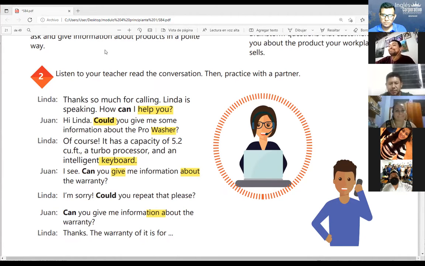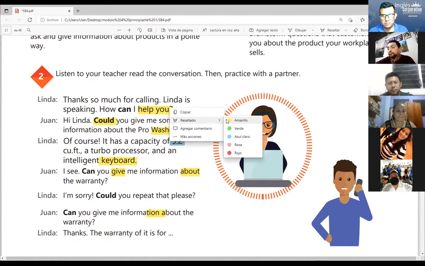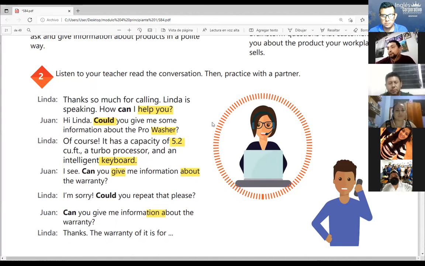Hi, Linda. Could you give me some information about the pro washer? Of course, it has a capacity of 5.2 cubic feet, a turbo processor, and an intelligent keyboard. I see. Can you give me information about the warranty? I'm sorry, could you repeat that, please? And can you give me information about the warranty? Thanks. The warranty of it is for 2 years. Excellent. Good job. Thank you very much for your participation.